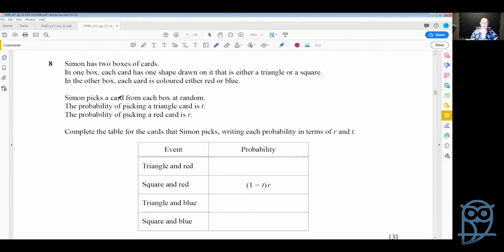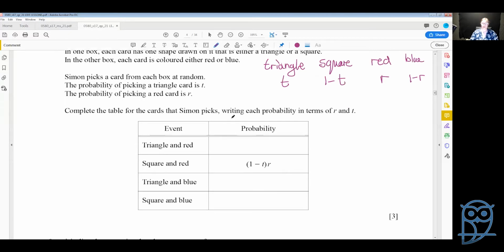Okay, so he picks a card from each box at random. The probability of picking a triangle is T. So our probability for a triangle is T, and our probability for a square will then be 1 minus T. Okay, and the probability of picking a red card is R. So red is R, so then blue is 1 minus R. Are you guys with me so far? So then we have this table.